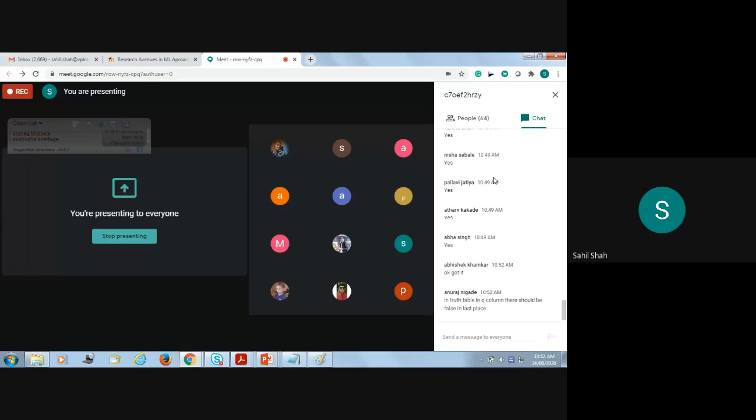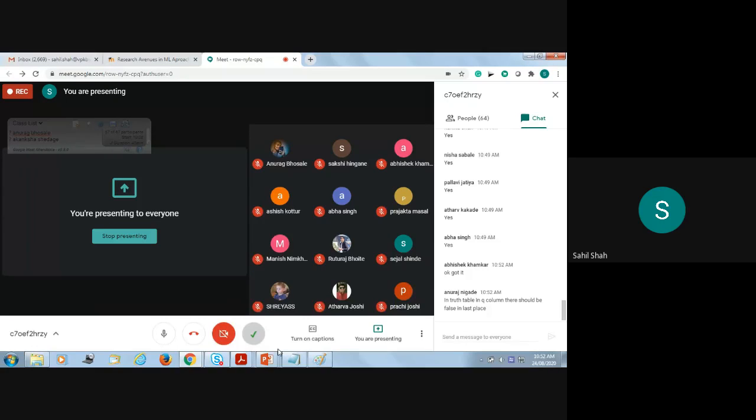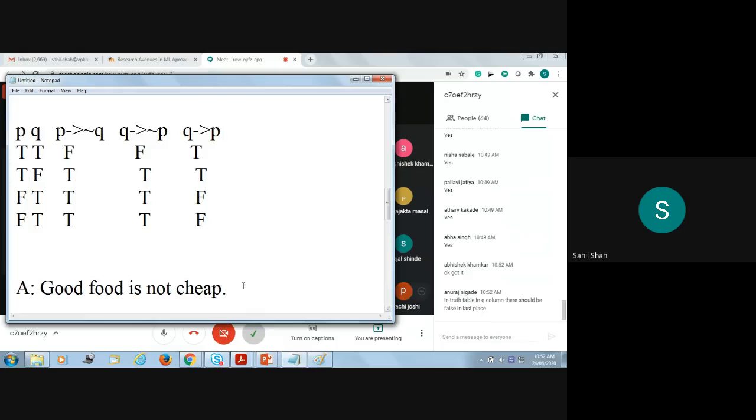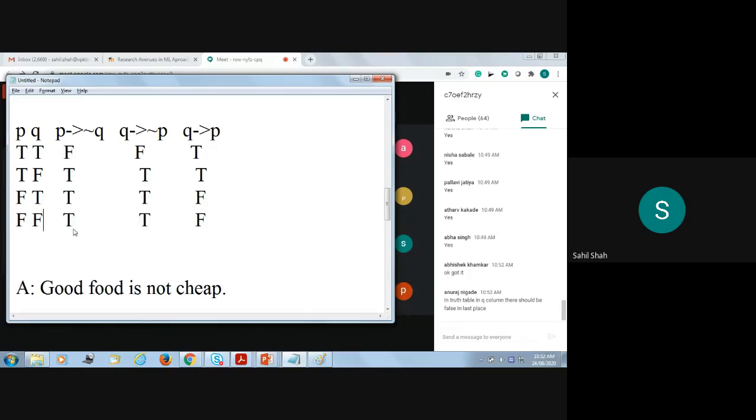Yes. In the Q column, there should be false in the last place. Okay, Anuraj, where? In the Q column, there should be false in the last place. So my entire values are changed, I guess. P conditional Q: F, T, T. Okay, in this case Q conditional P: F, T. So, do we have any changes in other values anywhere?